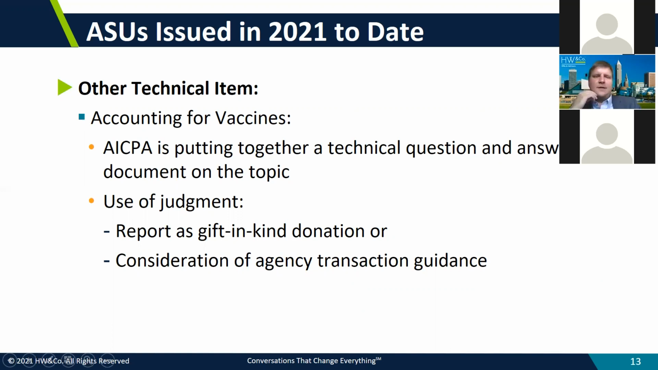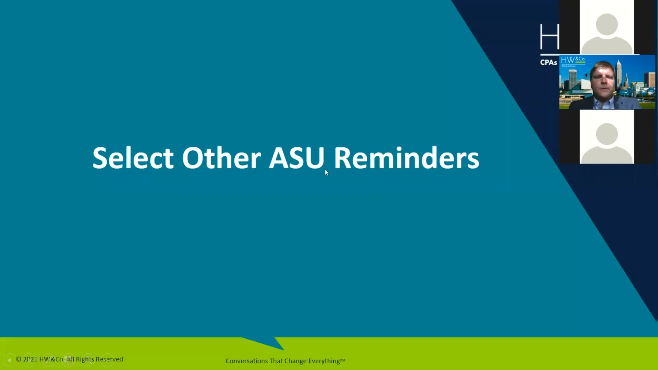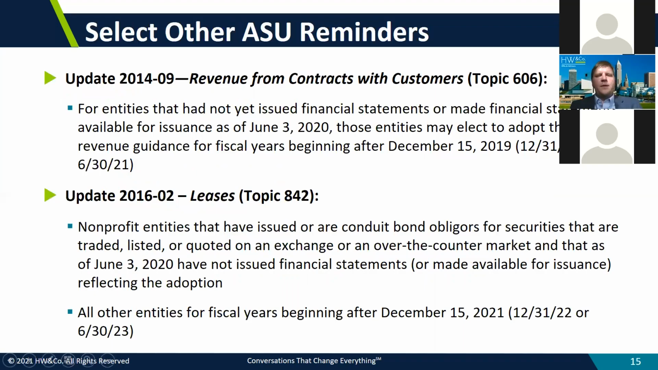Again, you have to get into materiality. What's the value of the vaccines? Are you a $20 million organization where this is probably immaterial? Those are the types of things you'll want to consider if you're in that situation where you're dealing with vaccines. And we're going to close the loop on the accounting standard updates by going through these other accounting standard update reminders.